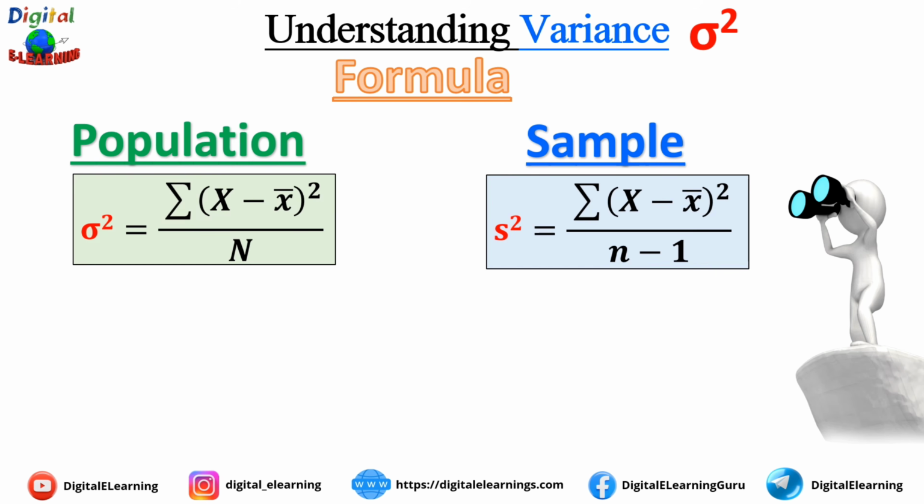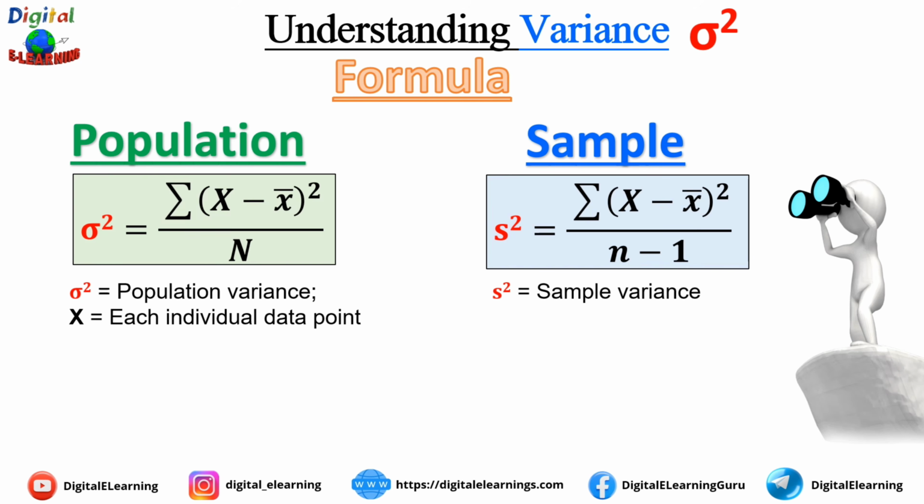When we calculate variance from a sample, using n in the denominator would give a biased result. By using n minus 1, we adjust for this underestimation, providing a more accurate estimation of the population variance. So in this formula, sigma square represents the population variance and s square represents the sample variance.